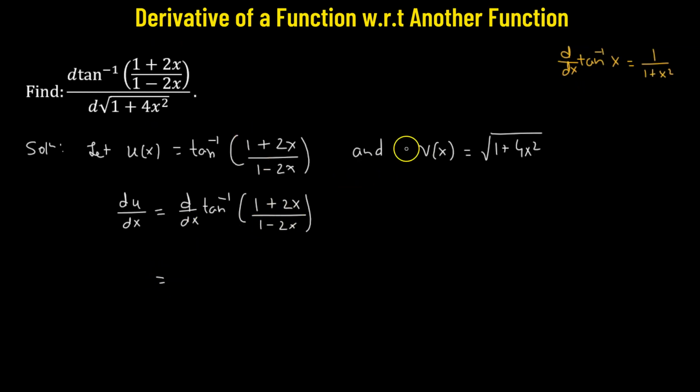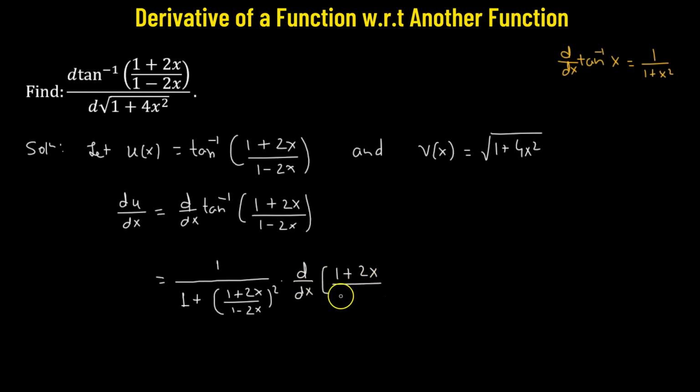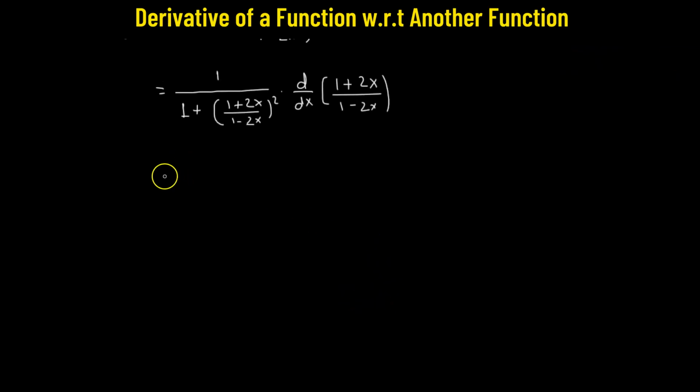First let's find the derivative of the inverse tangent function. So here we get 1 divided by 1 plus ((1 plus 2x) divided by (1 minus 2x)) whole squared. This will be multiplied by the derivative with respect to x of (1 plus 2x) divided by (1 minus 2x). So let's find it out. Here we will have (1 minus 2x) whole squared divided by (1 minus 2x) whole squared plus (1 plus 2x) whole squared. Now we will have to apply the quotient rule.